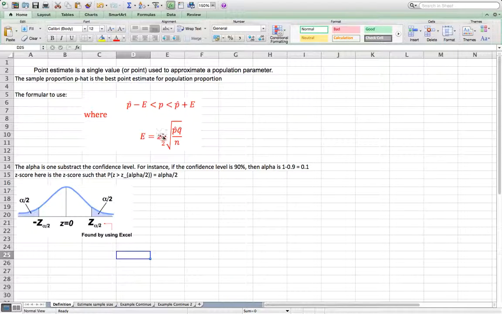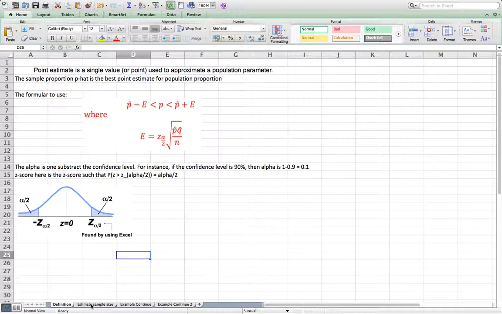So z alpha over 2 is the z-score such that the probability for a randomly picked z value greater than this z alpha over 2 is alpha over 2. If you look at the picture, z alpha over 2 is this z-score such that the probability of a random z value being greater than z alpha over 2 is alpha over 2, which is this tail.